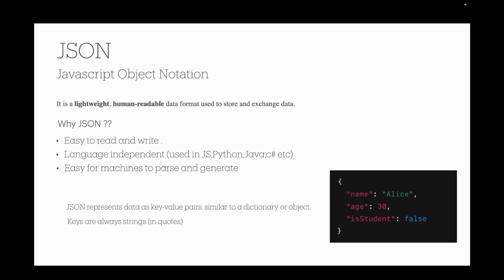And why is JSON chosen for this purpose? Because it is very human readable. You can see in the screenshot here how easily you can read the JSON. What are the keys? What are the values? It is very human readable as well as very lightweight. That is why we use JSON as a universal format for communication.